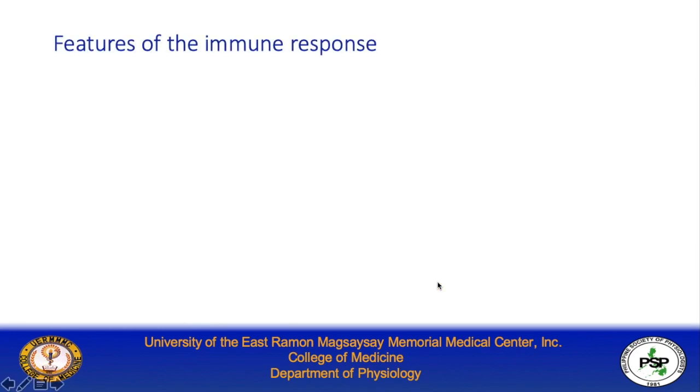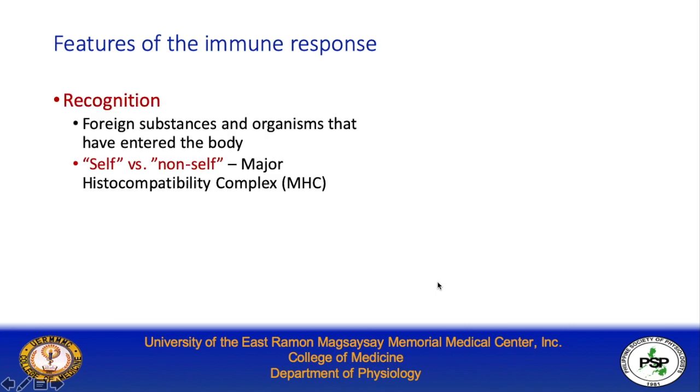Now, features of the immune system. So number one, there is what we call your recognition. Of course, our immune system should be able to differentiate self from non-self, meaning to say our own cells should be differentiated from the non-self cells. Any foreign substances and organisms that have entered the body should be recognized by our immune system. We will discuss the major histocompatibility complex as we go along this lecture.